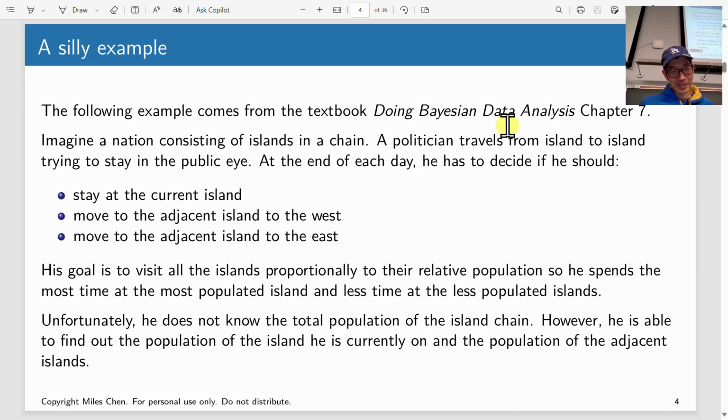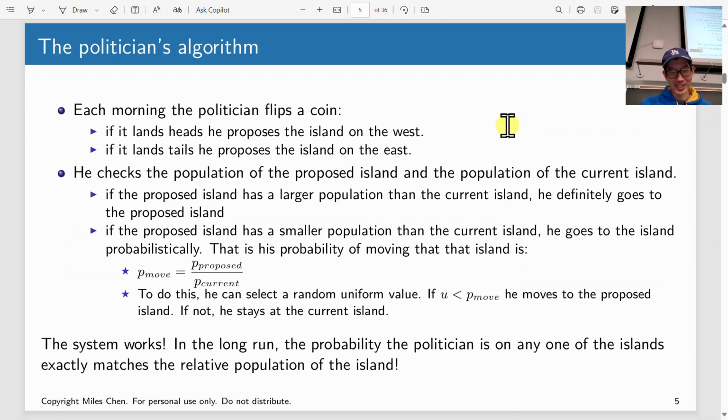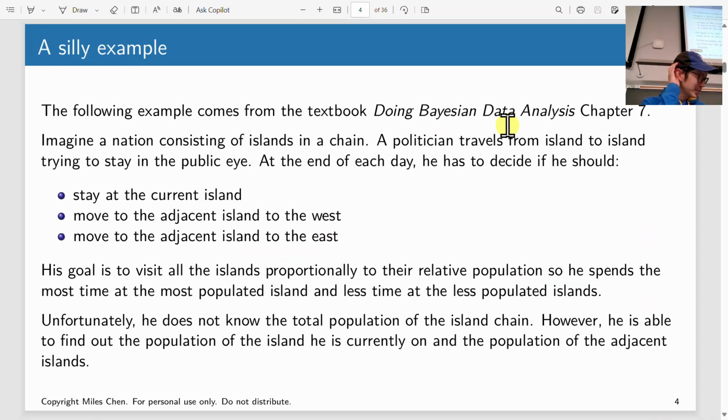Now this part, again, this is just a contrived example here. It says, unfortunately, he doesn't know the total population of the island chain, okay? However, he is able to find out the population of the island he is currently on, and he can also call up the governor of the next door islands and figure out the population of the adjacent islands. Okay, so this is, again, kind of this silly thing.